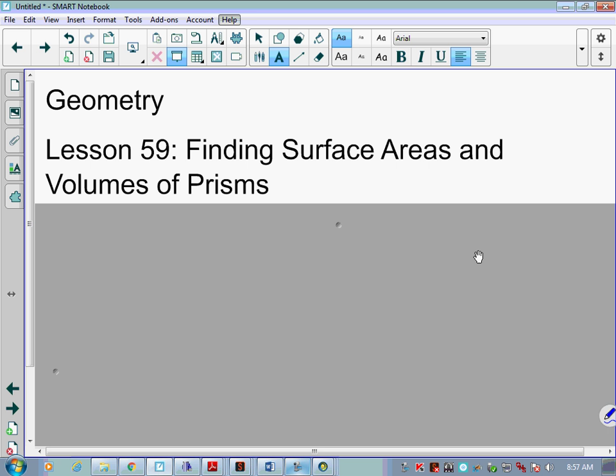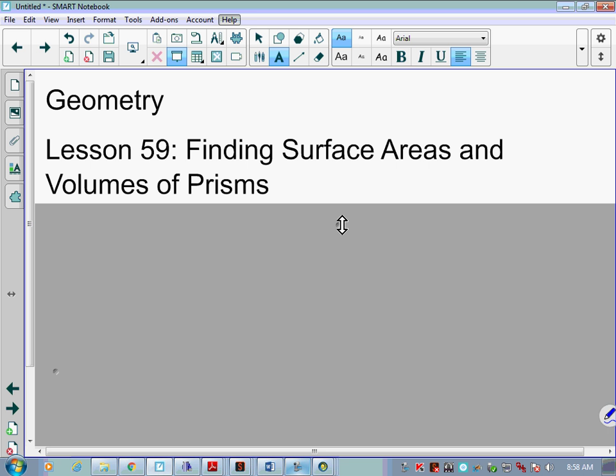So we're looking at lesson 59. If you're in your ebook or textbook, it's page 389. We're going to be talking about finding surface areas and volumes of prisms. There are certain things I can't do on this video that I could do in class, like bring out manipulatives and solids so you can see the lateral faces and the bases, how they can be manipulated, and how to steer away from pitfalls people typically fall into. All right, let's get started.